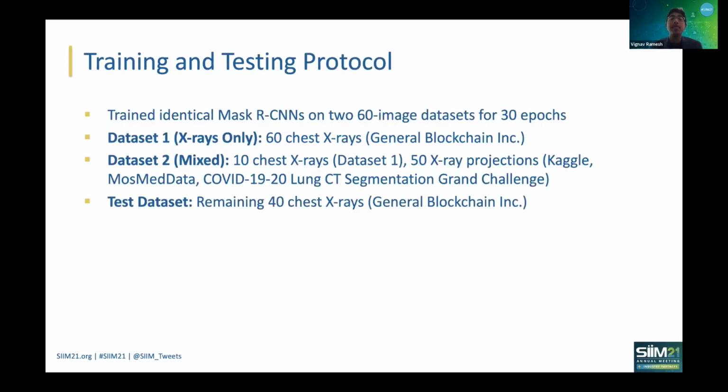We then trained identical Mask RCNN architectures on 2 different training datasets of the same size for exactly 30 epochs with the same test dataset, allowing us to compare results across training datasets. The first training dataset consisted of 60 chest X-rays with ground truth annotations. The second consisted of 10 randomly chosen X-rays from those 60 in dataset 1, as well as 50 X-ray projections from CT volumes. Our model was then evaluated on the remaining 40 chest X-rays from General Blockchain Inc.